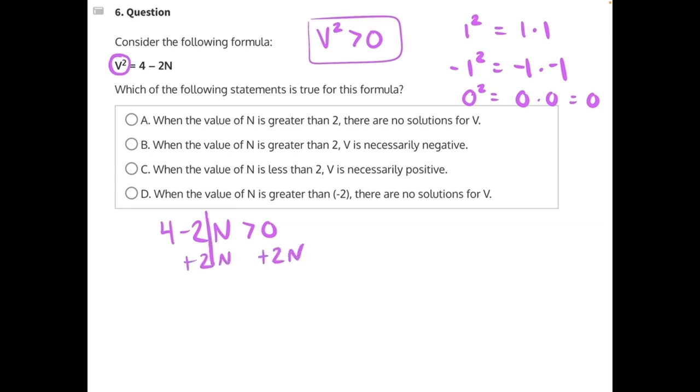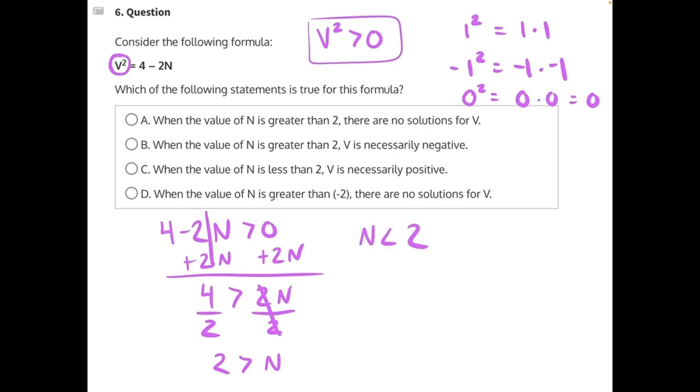These will cancel, leaving us with 4 is greater than 0 plus 2n, which is 2n. Then 2 is being multiplied to n, so we can do the opposite, which is dividing both sides by 2. These will cancel, leaving us with 2 is greater than n, or n is less than 2. Now let's take a look at some of our answer choices and see if we can use this information to tell what's true and false.